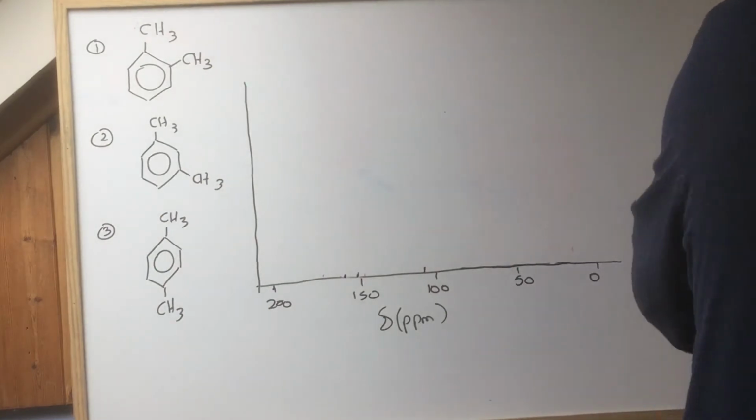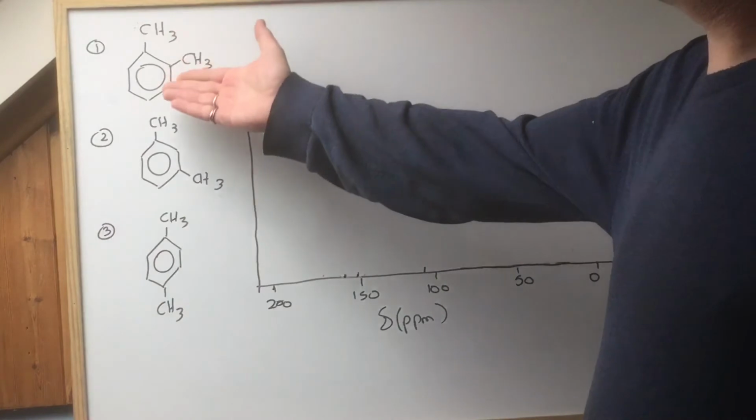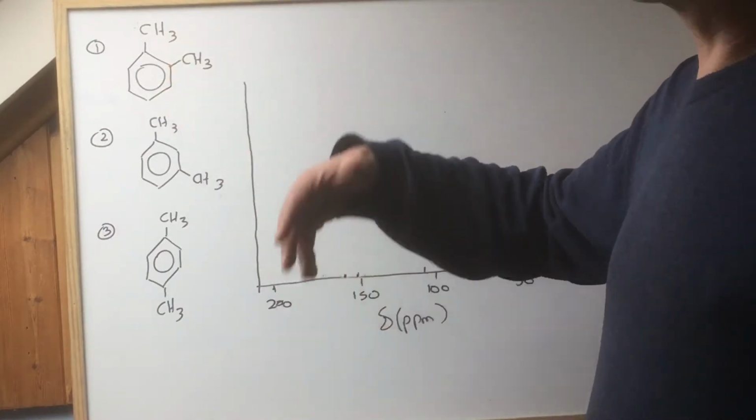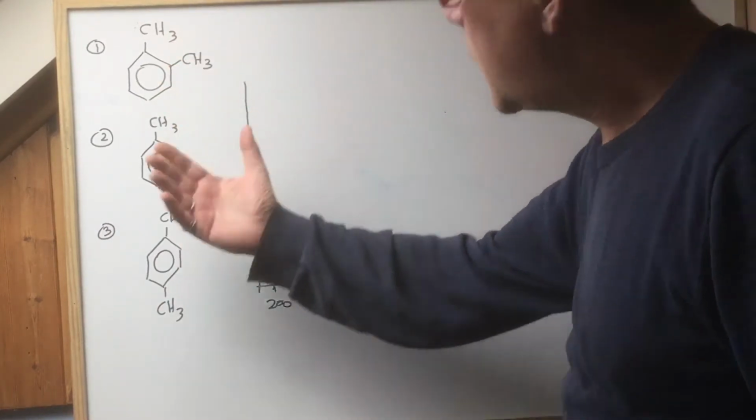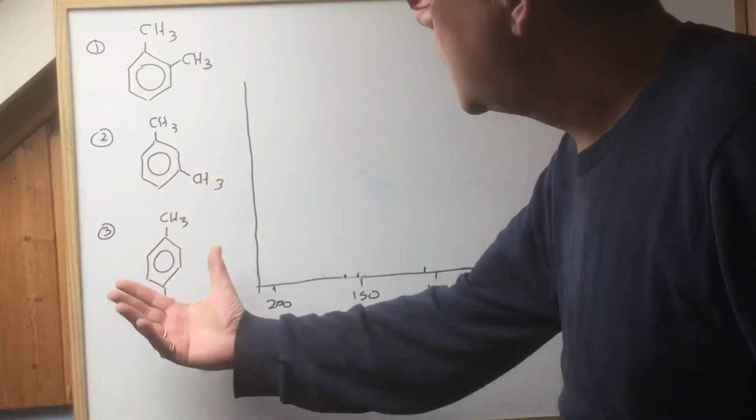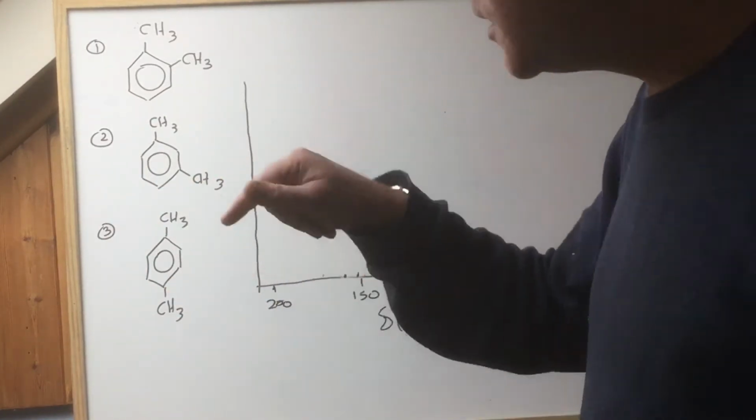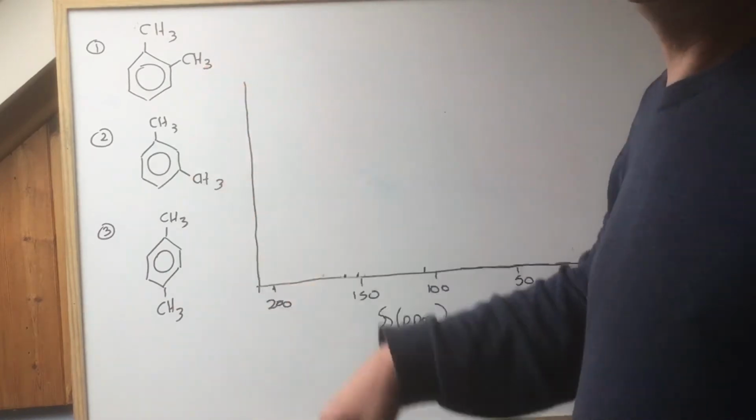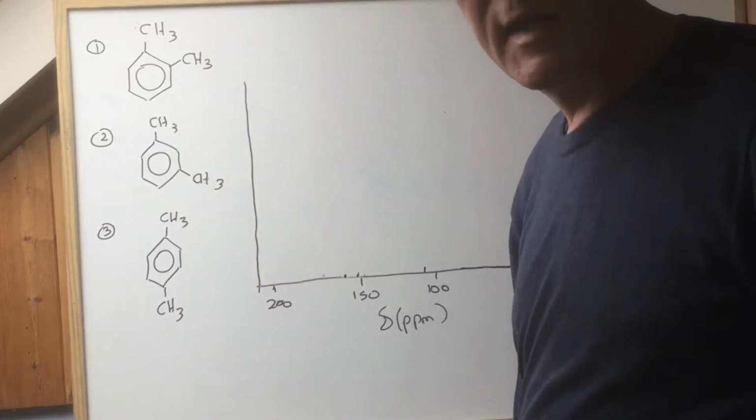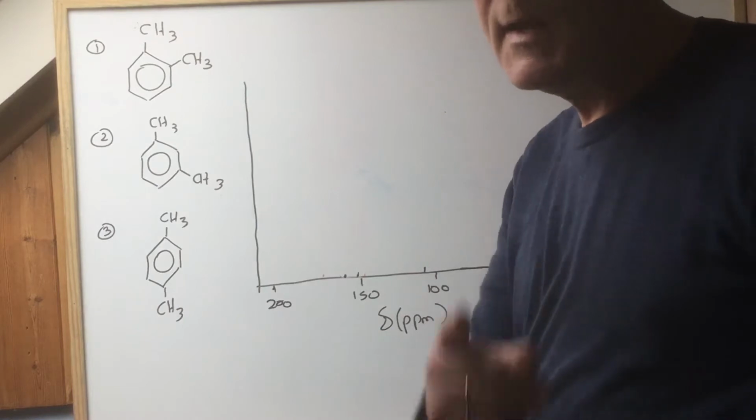My question to you is this, and I want you to pause this and have a think. How many different carbon environments for that one? How many different environments for that one? How many different environments for that one? I want you to have a go at this. You press pause, you have a go, and then see whether it matches what I'm saying to you. That's the way it is.